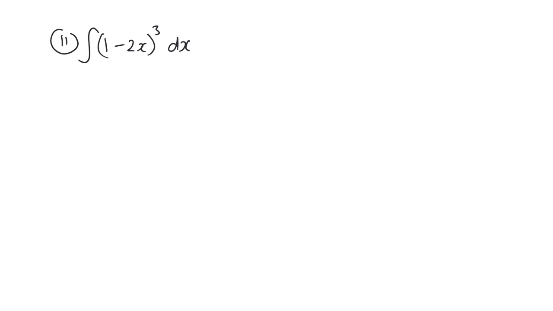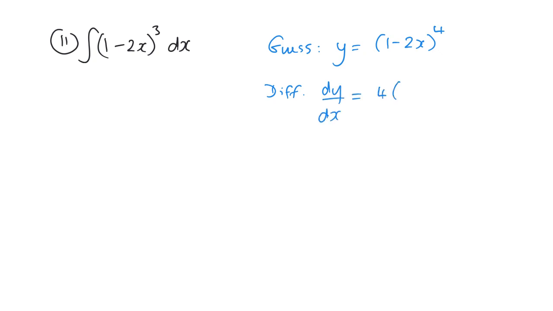Number 11 then, we're integrating (1 - 2x)^3 with respect to x. So our guess is going to be 1 more than the bracket, so it's (1 - 2x)^4. So when we differentiate that, we would get 4 times (1 - 2x)^3, and then differentiate what's in the bracket, so we'd have to multiply by -2. So that would give you -8 upon (1 - 2x)^3.